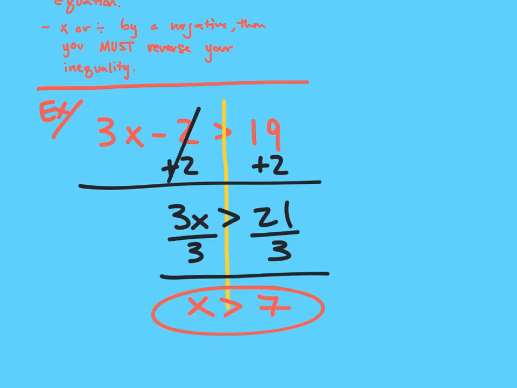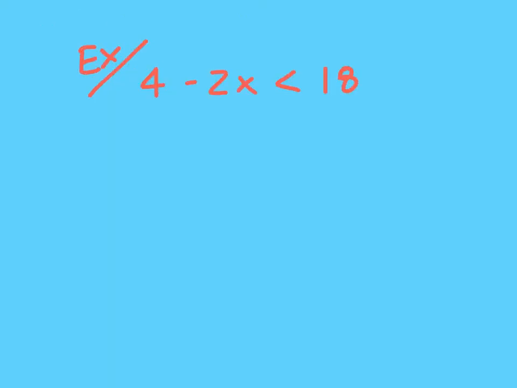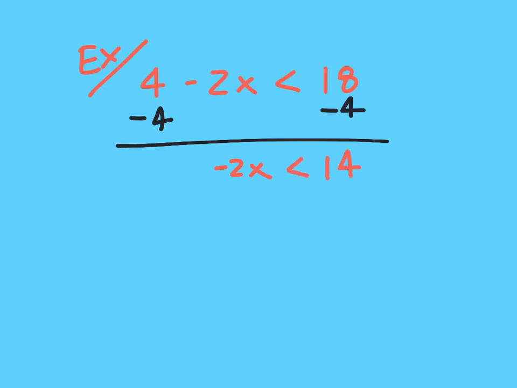Now let's say that you had this as an example. This inequality is 4 minus 2x is less than 18. So what I'm going to do is use my same operations. I'm going to subtract 4 from both sides, and we're going to get negative 2x is less than 14. And then I'm going to divide by negative 2 on both sides. Now, since I'm dividing by a negative, I want to reverse my inequality symbol.